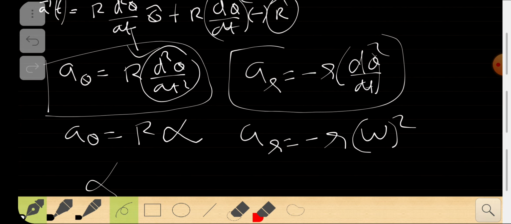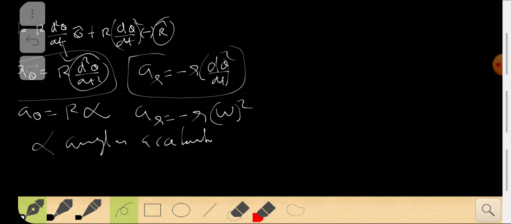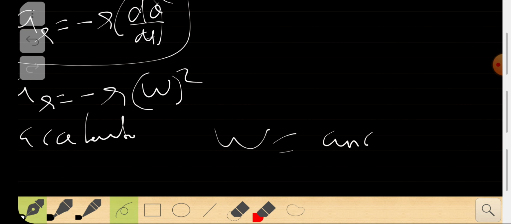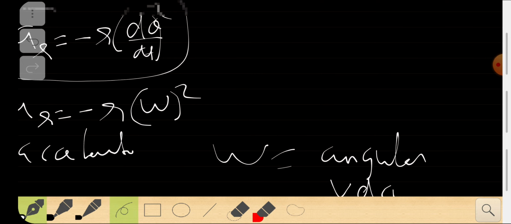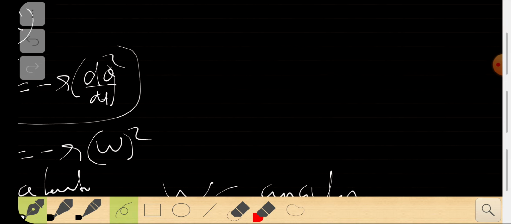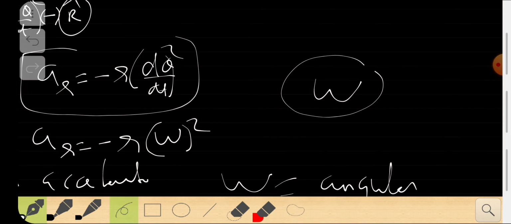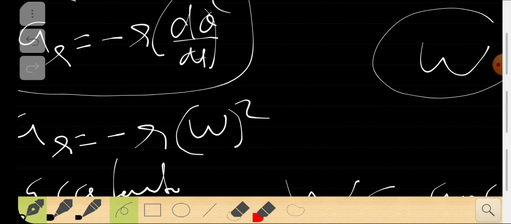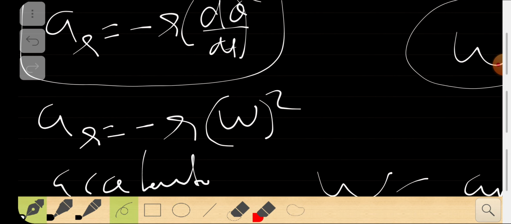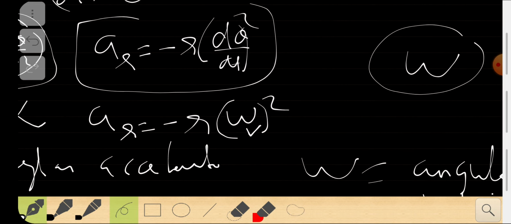So alpha is angular acceleration, and omega is angular velocity. Angular frequency and angular velocity have the same symbol, omega. They are entirely different things, but they have the same symbol. Here it is called angular velocity.